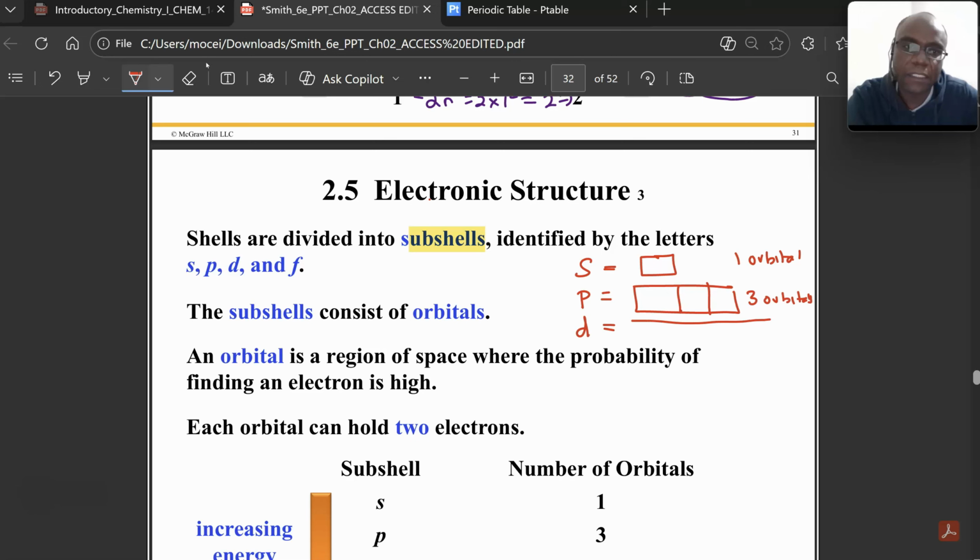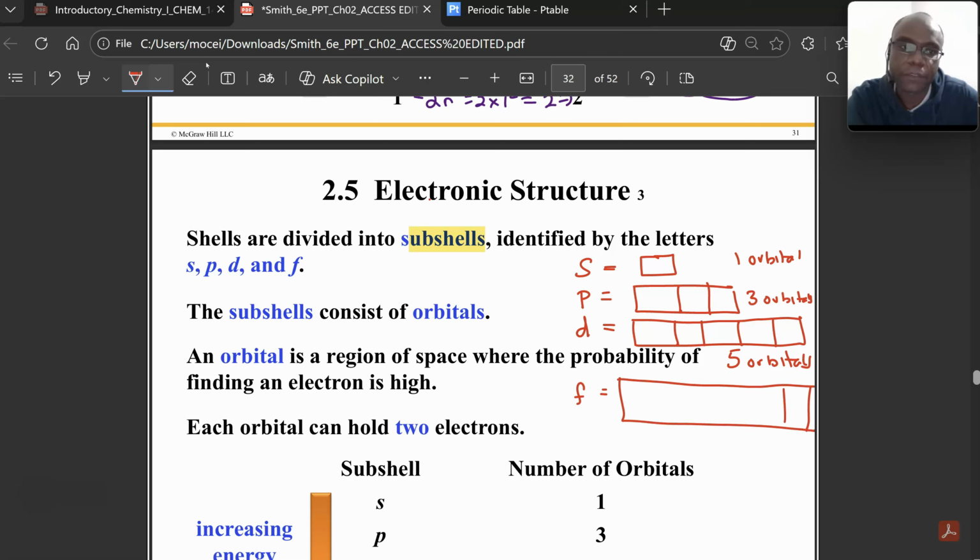The D is going to have 5 of them, so I'll split this into 5. The D subshell has 5 orbitals, and then the F, you got it right, is going to have 7. So we have to divide it 7 times: 1, 2, 3, 4, 5, 6, 7 orbitals in the F subshell.